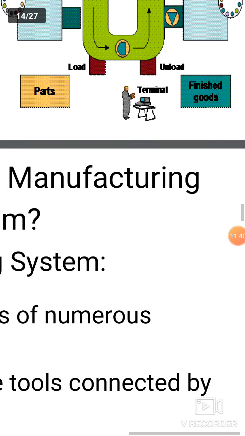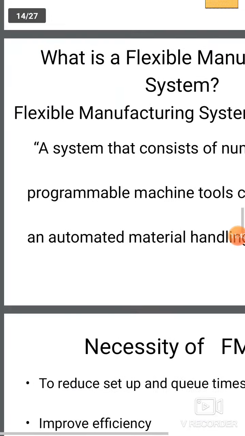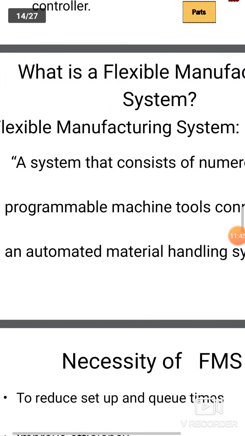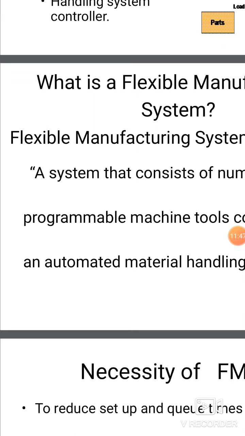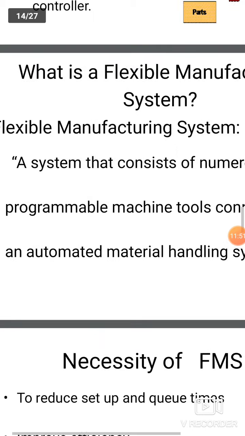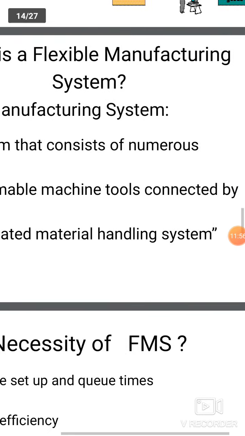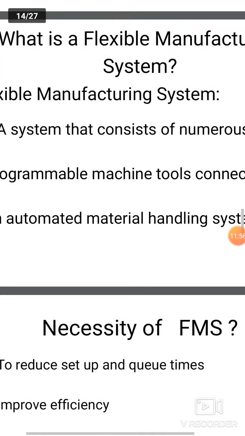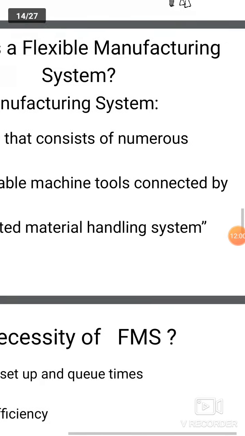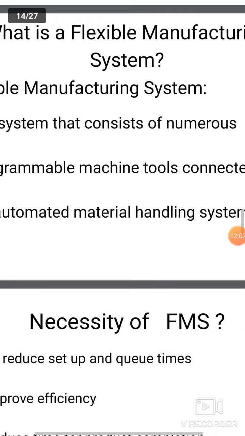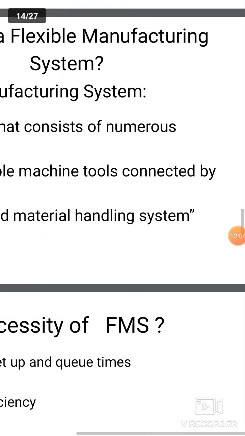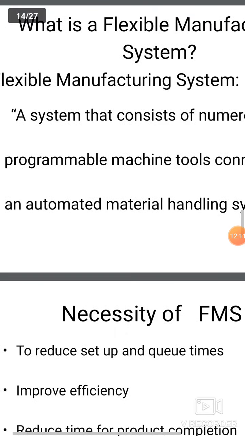What is a flexible manufacturing system? We have studied this before. A flexible manufacturing system consists of a number of numerically controlled machine tools connected by an automated material handling system, and controlled by a computer.